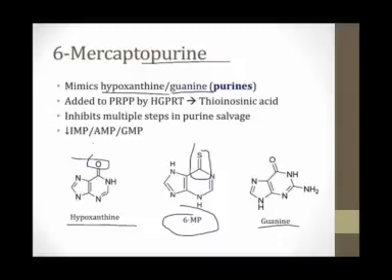6-MP will be added to a chemical structure called PRPP by an enzyme called HGPRT. I'll show you this on the next slide. And this will form a mutant form of a purine called thioinosinic acid. This will inhibit multiple steps in the purine salvage pathway and lead to a decrease in cellular levels of inosine monophosphate as well as adenosine monophosphate and guanosine monophosphate.